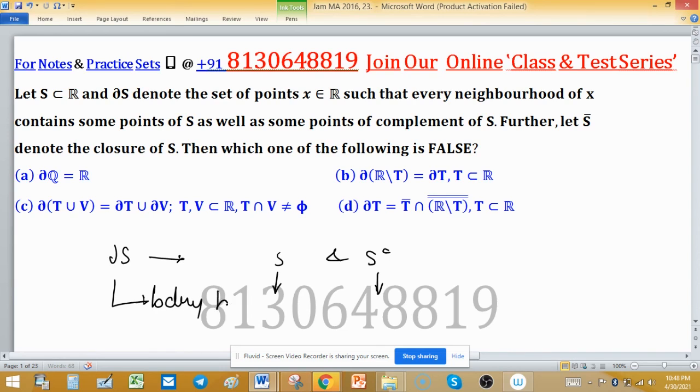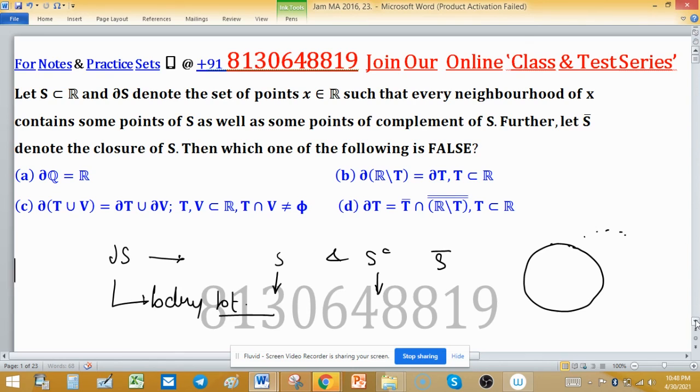Boundary points. Suppose this is a disk. So each boundary point, this black arc, is the boundary of this disk. So each neighborhood contains some points outside the disk and inside the disk. So this set ∂S is nothing but boundary points. And S bar is closure of S, then which one of the following is false? Means we have to seek the false statement only.